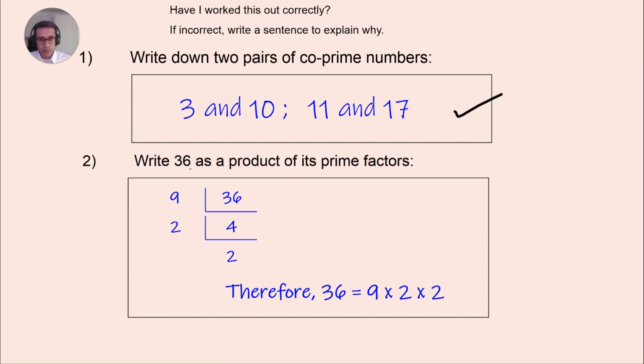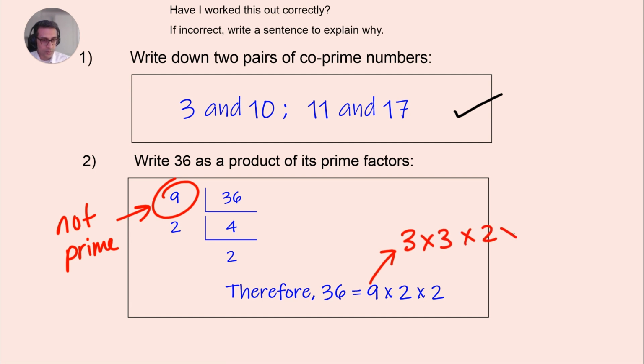Question 2, write as a product of primes. Now you may have spotted the error here, which is that 9. That is not a prime number. So this is false. We would correct this by writing 9 as 3 times 3 times 2 times 2. And then you can just tidy that up by writing it in order if you want to. So that would be 2 squared times 3 squared. That should be the correct answer.